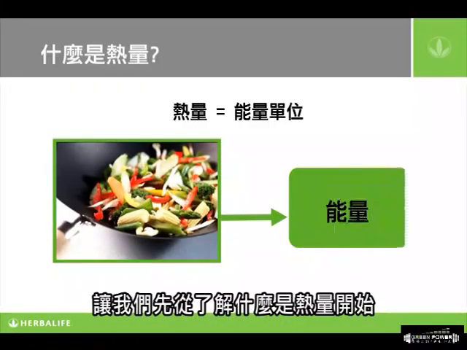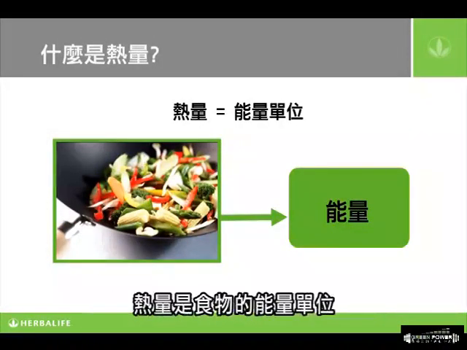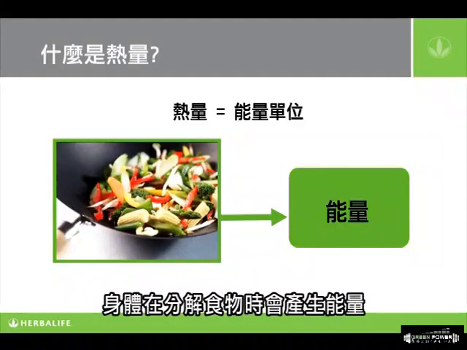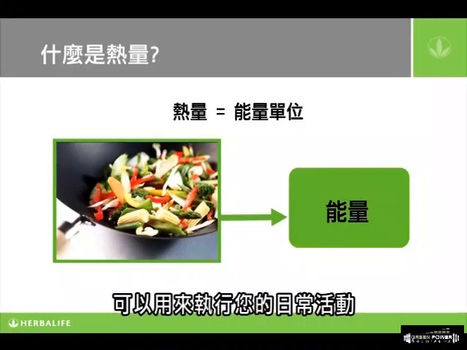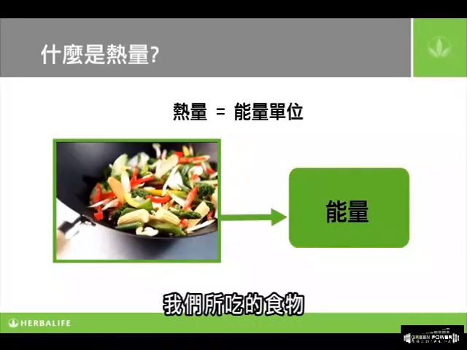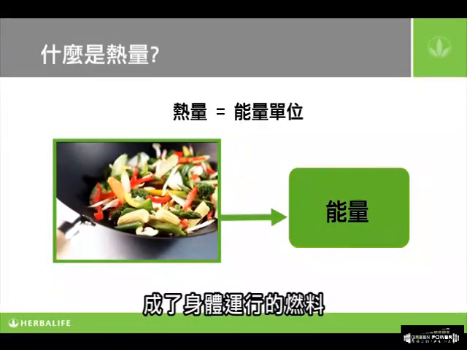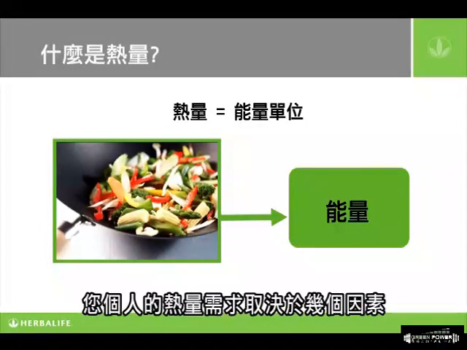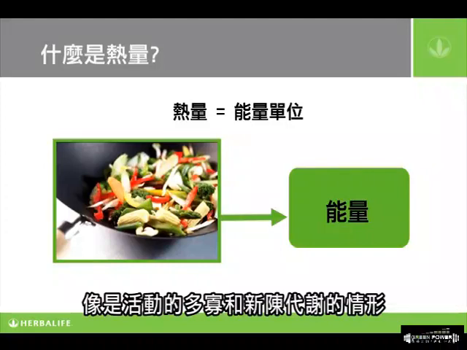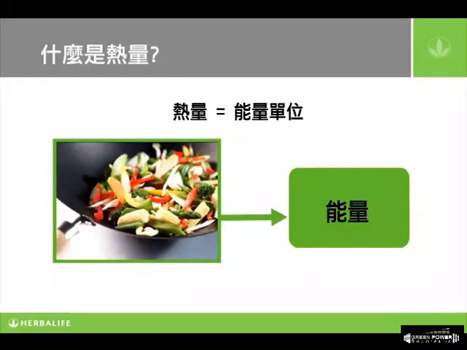Let's start by learning what a calorie is. A calorie is a unit of energy found in food. This energy is obtained when your body breaks down food and uses it to perform your daily activities. The food we eat, meaning the calories we consume, becomes the fuel that runs our bodies. Your specific individual calorie needs depend on several factors, such as your activity level and metabolism.